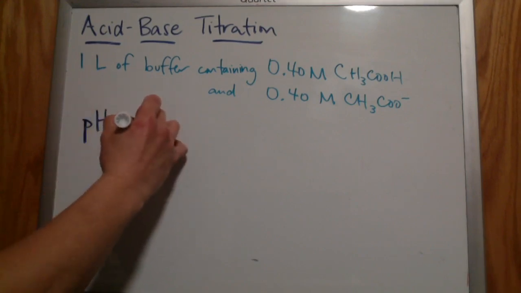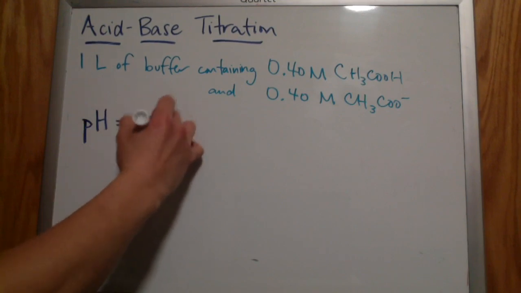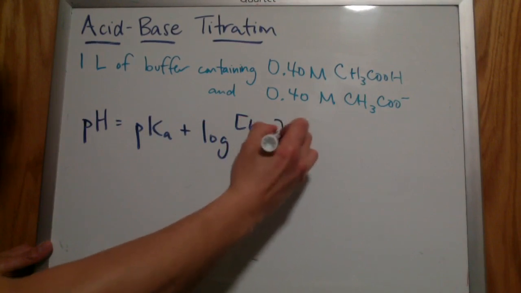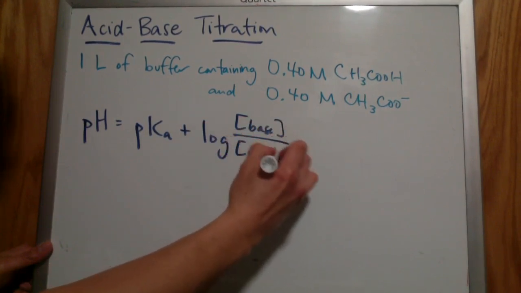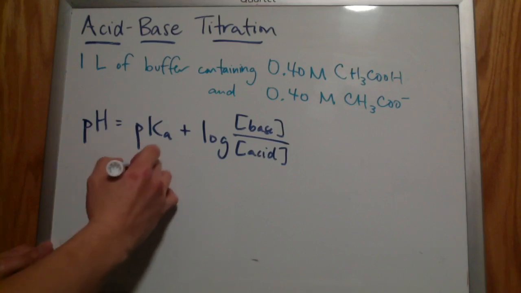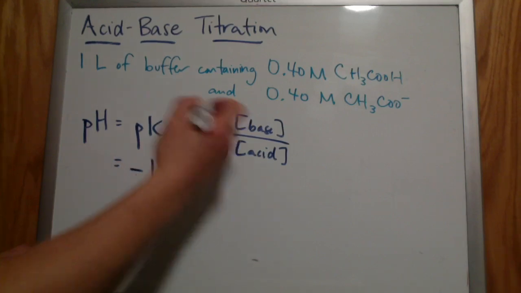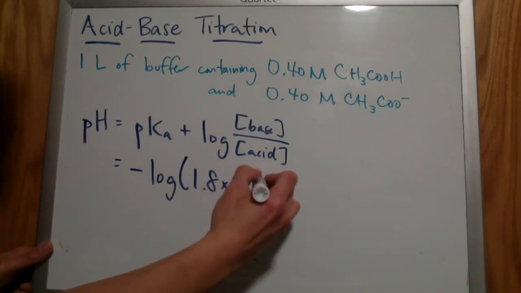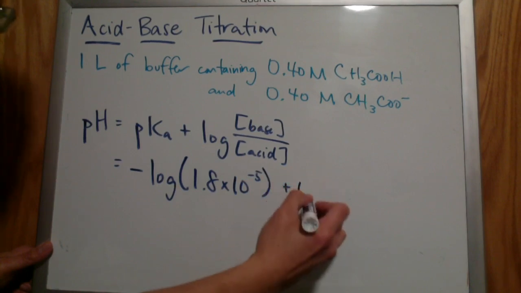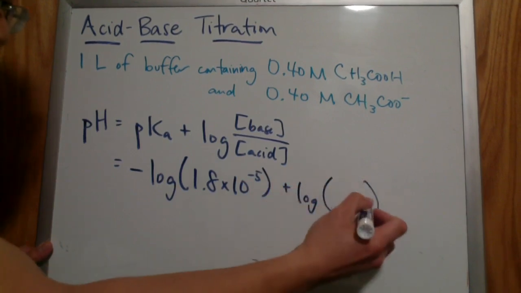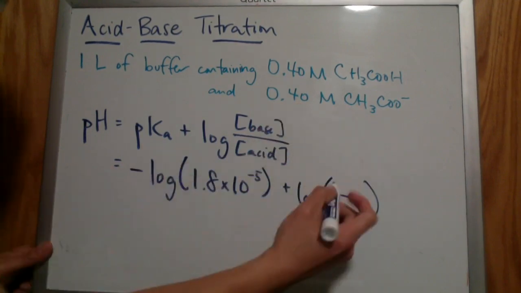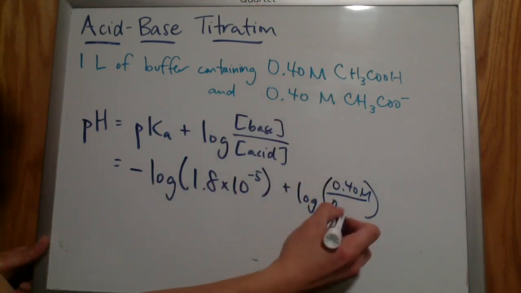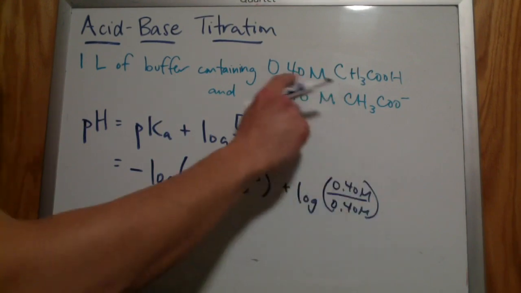Since it's a buffer, we can use the Henderson-Hasselbalch equation. So pH equals pKa plus the log of the concentration of the base over the concentration of the acid. If we plug and chug, we take p, which is negative log, and then the Ka of acetic acid is 1.8 times 10 to the negative fifth, and then plus the log of the concentration of the base, which is this 0.4 molar of the conjugate base, divided by the concentration of the acid, which is also this 0.4 molar.